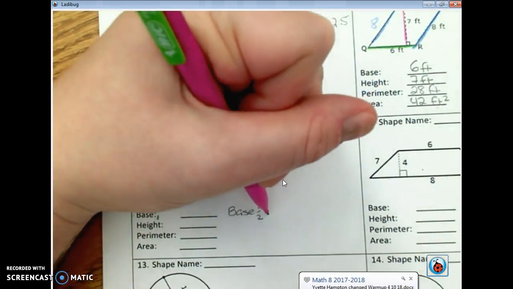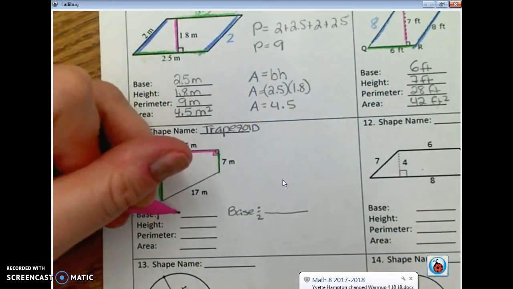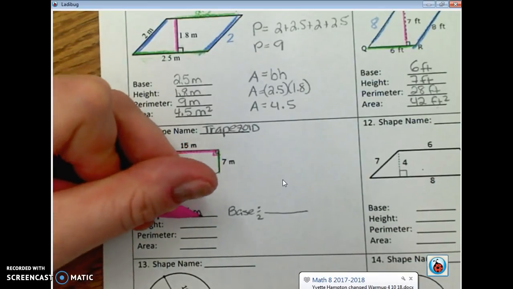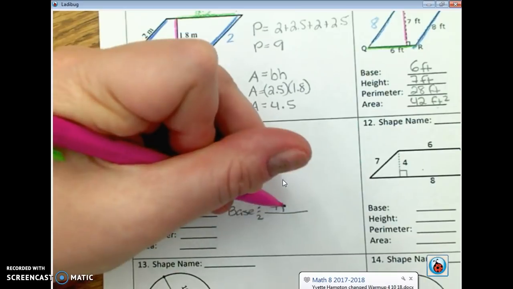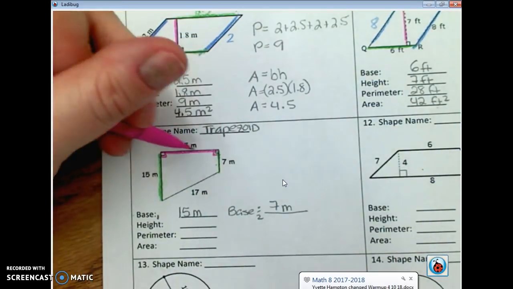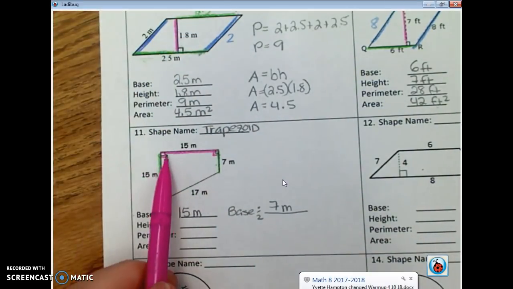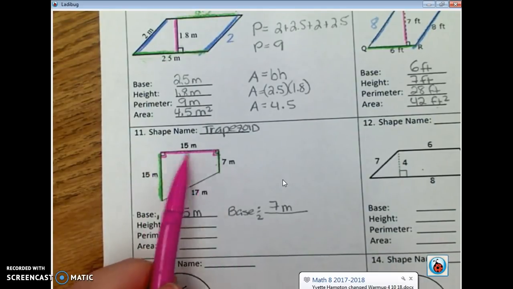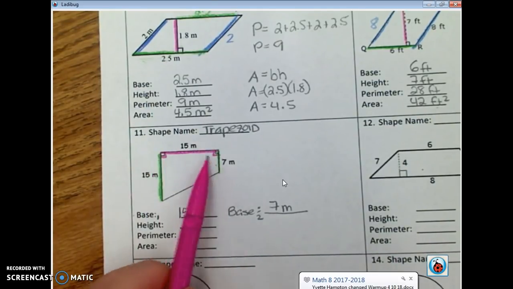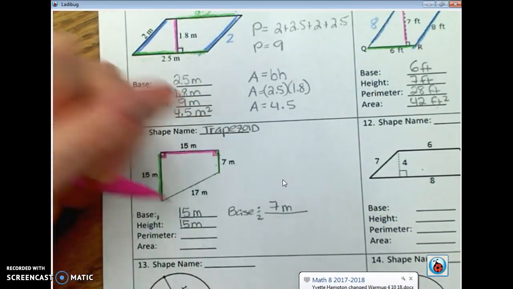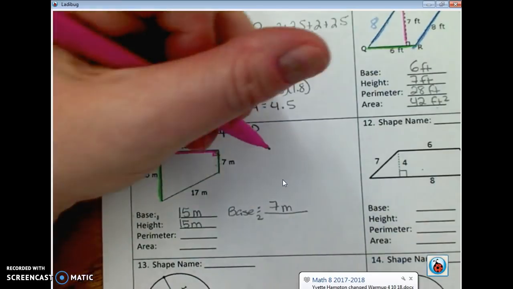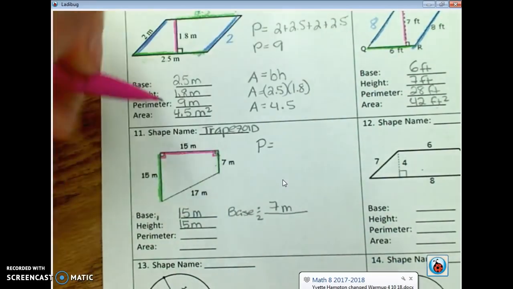All right, so base 1, I'm going to say is 15. It could be the 7, doesn't matter. Either of these are the bases. And base 2 is 7. My height, again, notice it forms the 90 degrees. It's the line that connects the 2 bases but forms that 90-degree angle. So my height is also 15 meters. All right, to find my perimeter, add up all the sides.